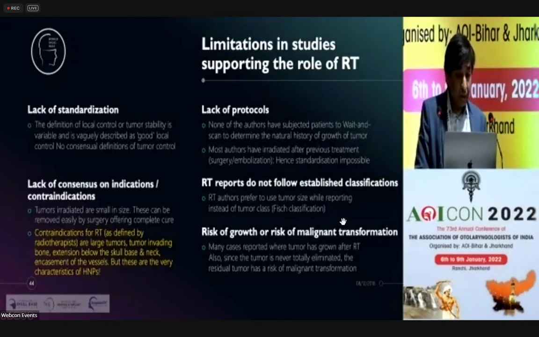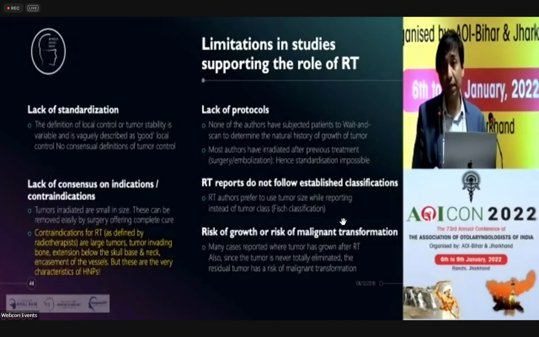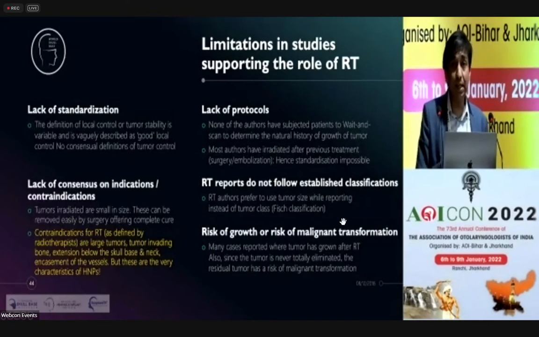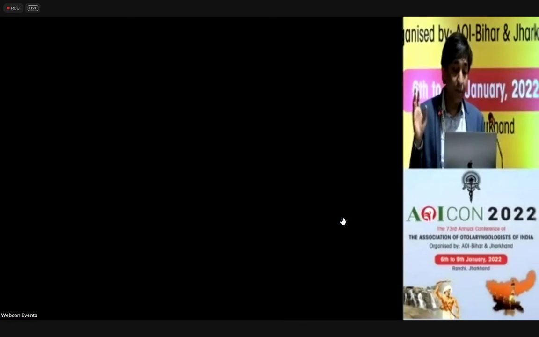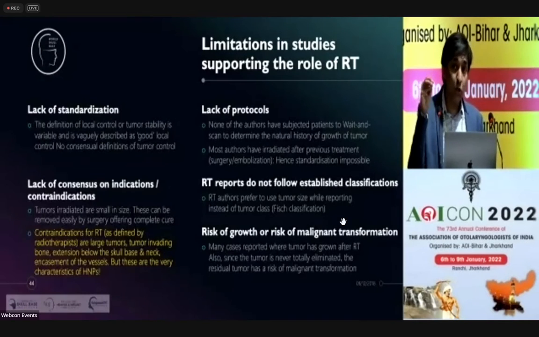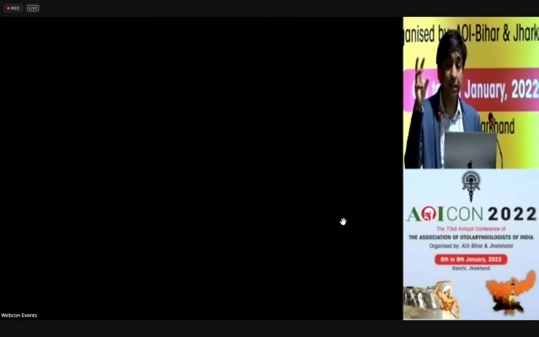Now, this is very important. There was actually a lack of consensus among the radiotherapists on the indications and contraindications. Tumors irradiated were generally small in size. Okay, these tumors could be easily removed by surgery also. When you're talking about small in size, we're talking about C1 and C2 tumors. And in C1 and C2 tumors, in my hands, I can give a total tumor resection without any cranial paralysis. Okay, so a lot of these tumors were deemed successfully stable.